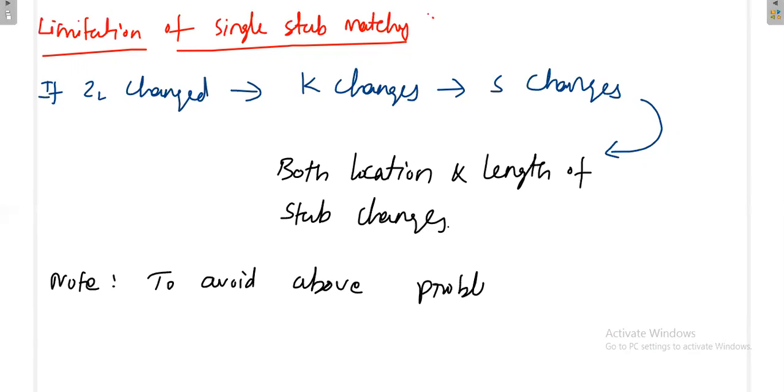Therefore, double stub matching is used. Okay.